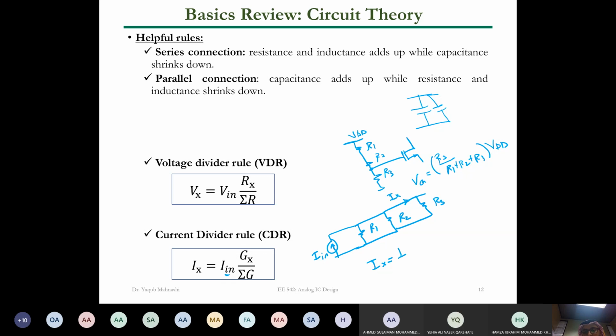Right away, using the equation, it will be G3 over G1 plus G2 plus G3. But sometimes some of you will say, okay, use the parallel combination for R1 and R2, and then divide by the total resistance, and so on. That's okay, but the conductance is much better in the CDR because now we are dealing with a shunt connection of the resistors.